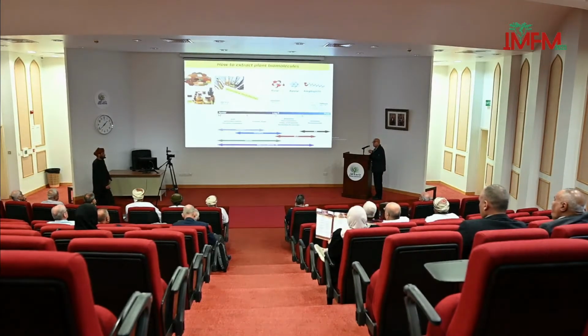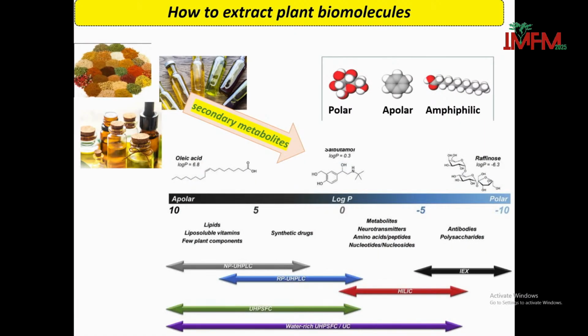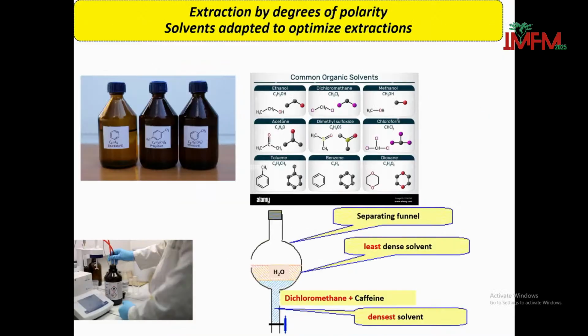When we want to extract new biomolecules, we have to use some solvent, an organic solvent. This extraction depends on the polarity or apolarity of the biomolecule, this ingredient. When we use organic solvents, we can extract pure or substantial compounds.